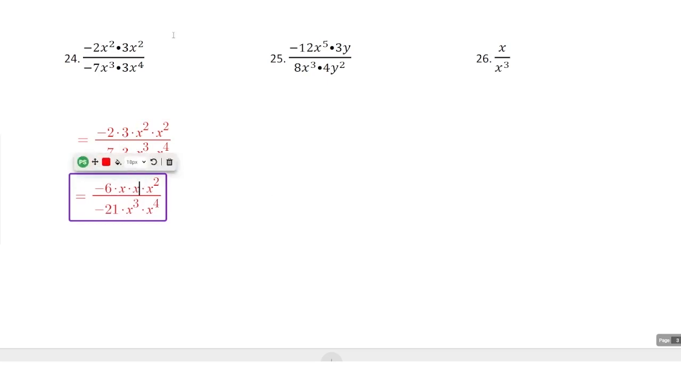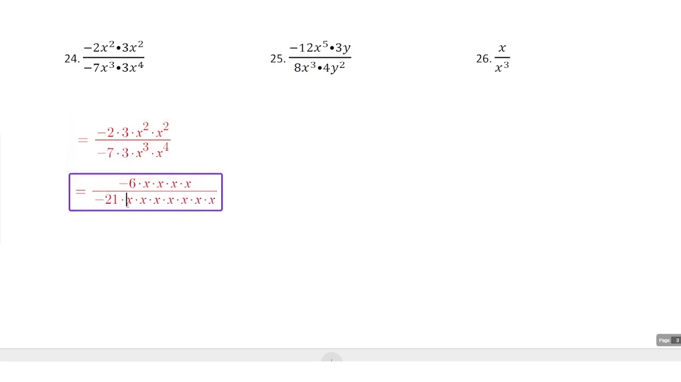X squared is just x times x. So yeah, we got a total of 4 x's in the numerator, and then x cubed should have 3 x's, x to the 4th should have 4. So we should have a total of 7 down here, and yeah, that checks out. So negative 6 over negative 21 will reduce to 2 over 7. Again, we could have just, up here, canceled out the 3's, and then negative divided by negative is positive. I didn't do that, so I'm not going to retroactively throw that in there, but that could have been a little shortcut we take here instead of having to multiply those together.